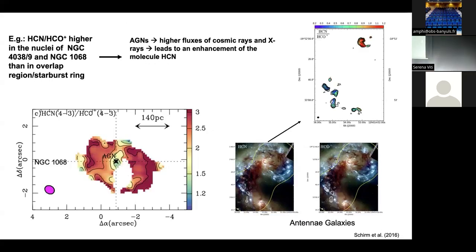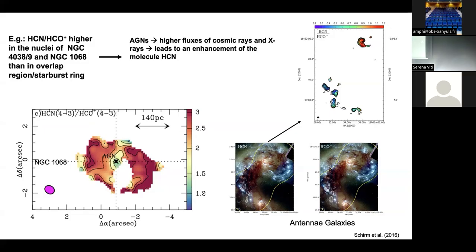So, many observations have shown that this ratio is higher in the nuclei of galaxies than in either the starburst rings or in regions far away from the nucleus. So for example, in NGC 1068, which I mentioned already, being a composite galaxy with an AGN in the middle and the starburst rings around it, we find that this ratio is enhanced in the middle compared to the starburst part. Equally, in NGC 4038/4039, the Antennae galaxies, this ratio is higher in the nuclei of these two galaxies compared to the overlap region, where the galaxies are overlapping, okay?